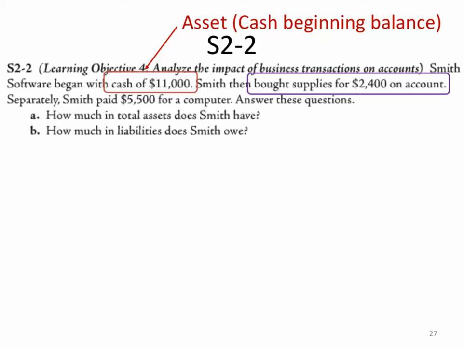What happens if somebody bought something from me? If I sold something on account, that's accounts receivable. And we'll talk more about receivable and payable. Receivable is an asset. Somebody owes us money. Accounts payable, we owe somebody money.